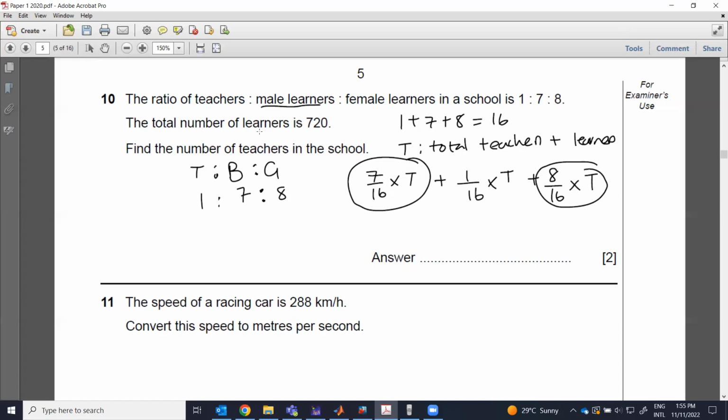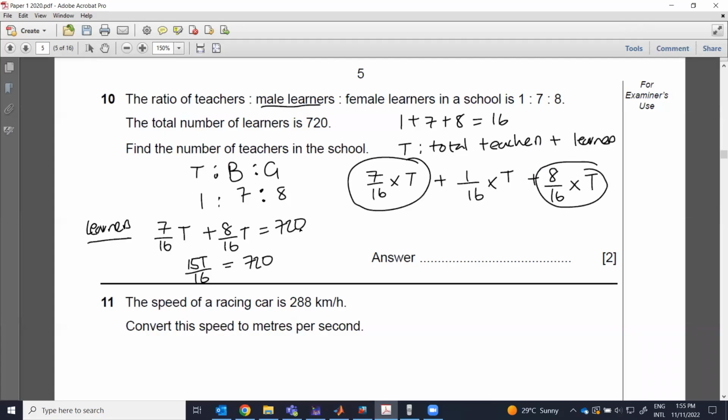So what we do is we work out what the total number of people, teachers and learners at the school is, and then we can come back and solve for the number of teachers. So for the learners, we would say 7 over 16 times T, which is just 7 over 16 T, plus 8 over 16 T. This is equal to 720. So this is 7T over 16 plus 8T over 16. So this is 15T over 16, and this is equal to 720.